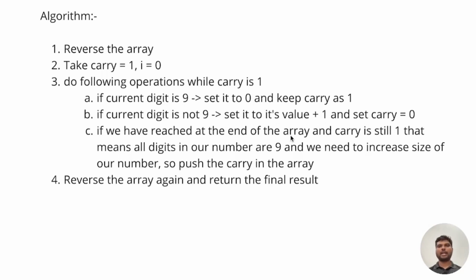If we reach the end of the array with carry still set to 1, that means we need to increase the length of the array because there is an extra digit that will come at the end of the array. So we will push carry at the end of the array, and then at the end we will reverse the array and return the final result.